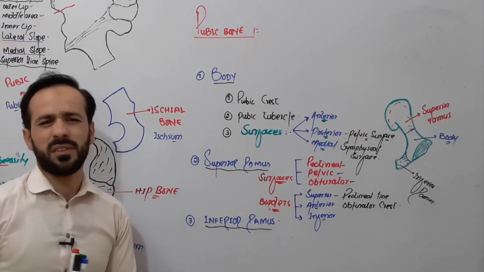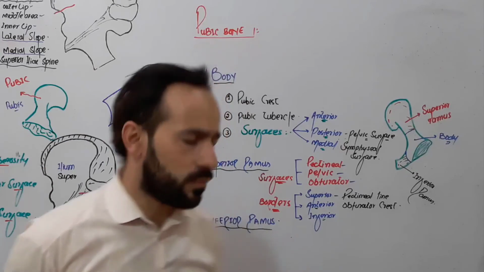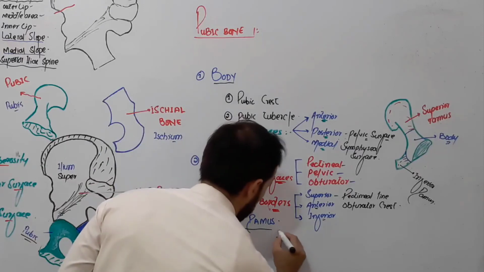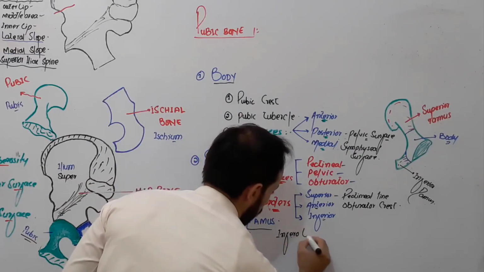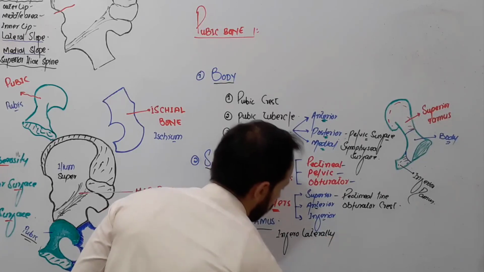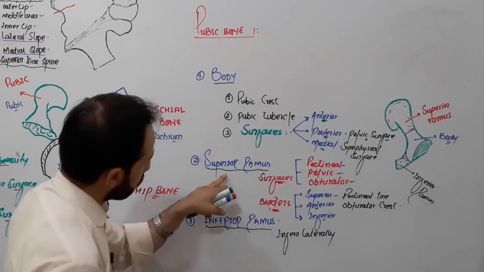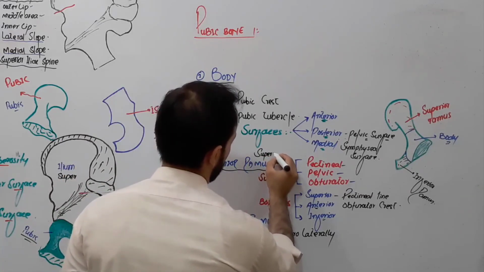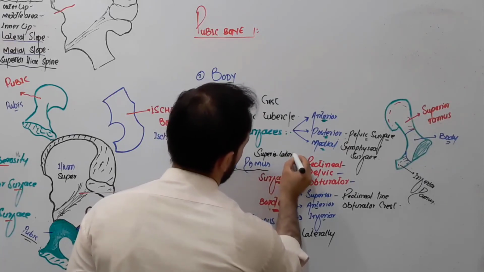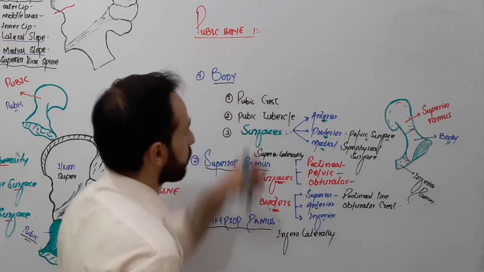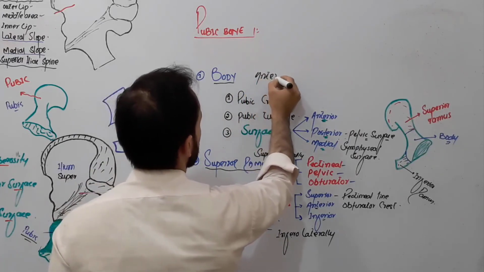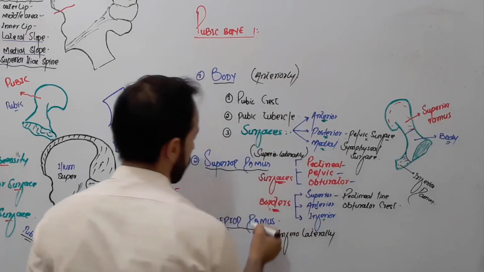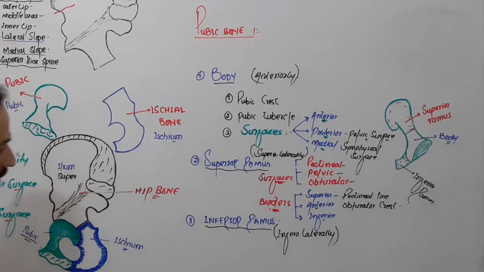Now the inferior ramus is not discussed too much. Rather we say that this inferior ramus is present inferolaterally, and this superior ramus is present superolaterally. And this body is present totally anteriorly. So we should remember: anteriorly, superolaterally, and inferolaterally.